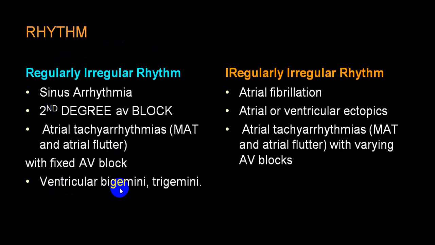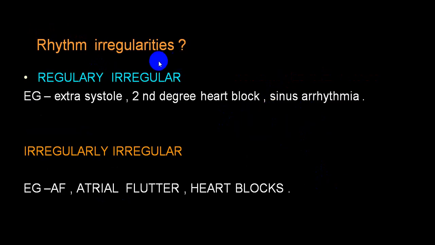In case of ventricular bigeminy, trigeminy, tetrageminy, penta, hexa, septa, octa, nona, deca, all of these are regularly irregular. And we already mentioned irregularly irregular: atrial fibrillation, multiple atrial or ventricular ectopic beats, atrial flutter with variable blocks, etc. So this we have already mentioned. We can skip over this particular part.